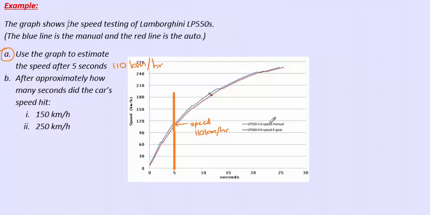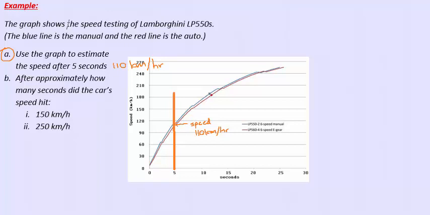Now, it's worth keeping in mind that the examiners will understand that you may have an answer that's slightly different. Your line might go through here or here. And so quite often their marking scheme will allow you to have an answer that's within a range of maybe 10 kilometers an hour or something like that.